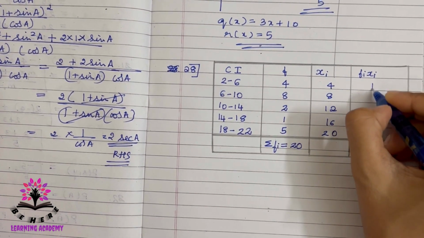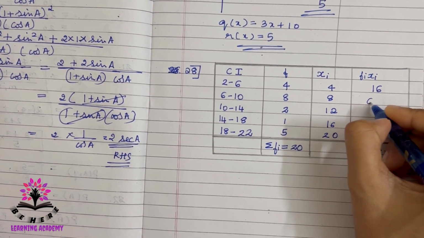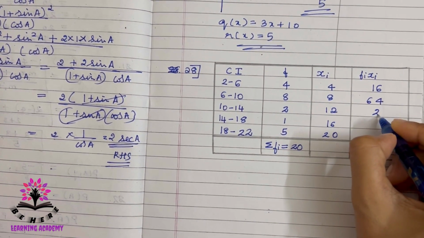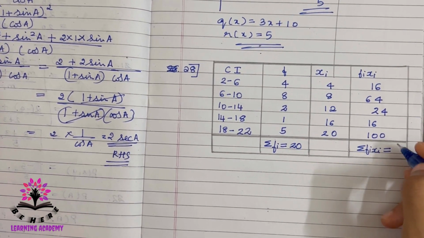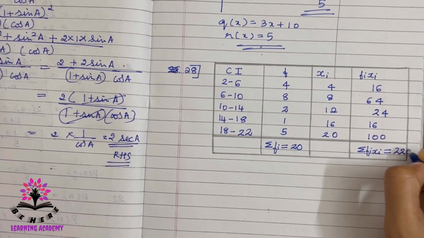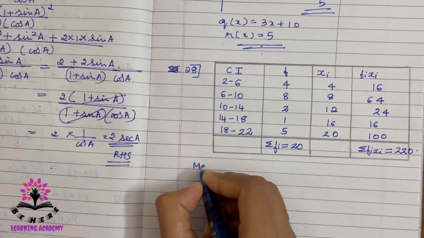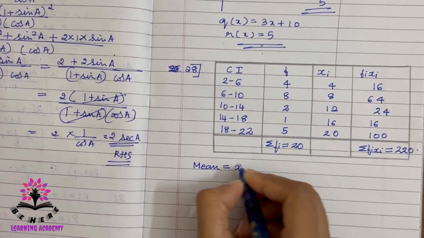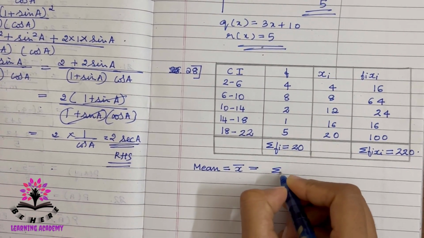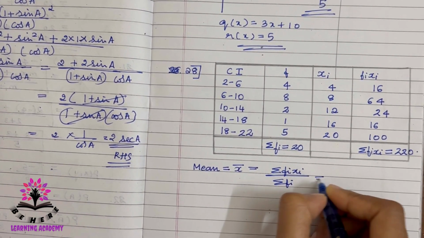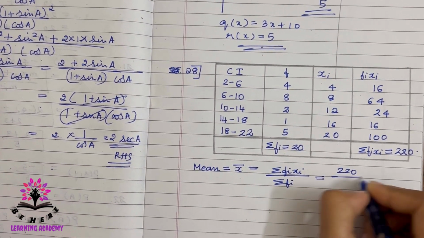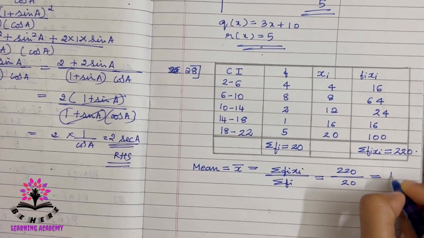So 4 4s are 16, 8 8s are 64, it is 24, 16 and 100. Total sum is 220. So mean is given by the formula x dash is equal to sum of fi xi divided by summation of fi, that is 220 divided by 20, that is equal to 11.